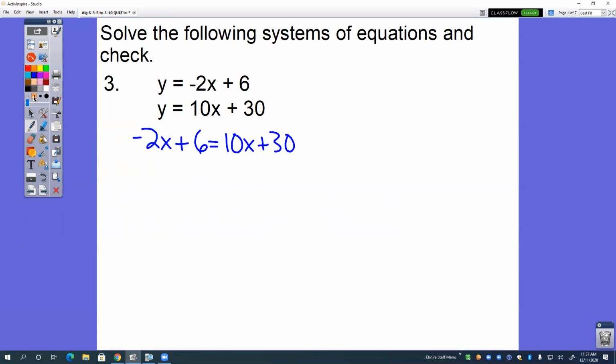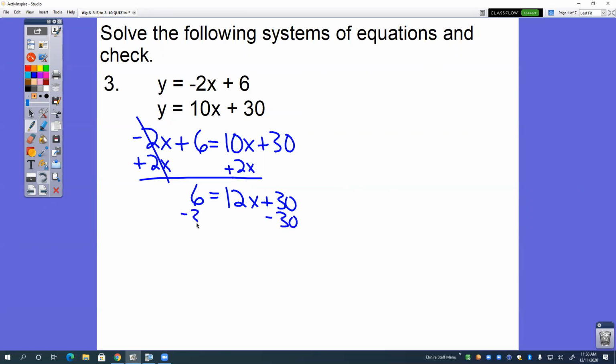So you have letters on both sides of the equal sign. We want to try and get all of our variables onto one side. You have your choice on how you want to solve this equation. You could either add 2x to both sides or subtract 10x from both sides. I like working with the negatives. To get rid of that negative, I'm going to do plus 2x and plus 2x. That's easier for me. So then I have 6 equals 12x plus 30.